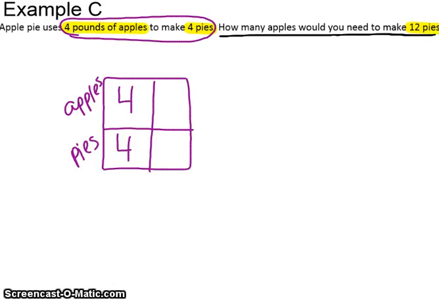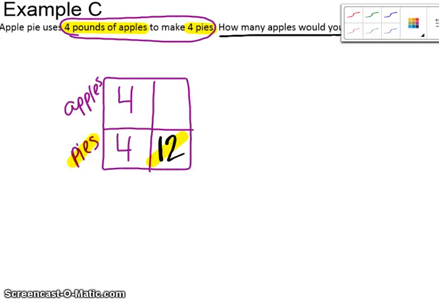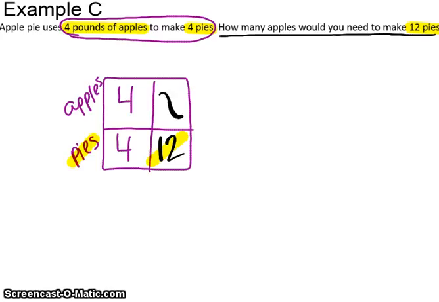It says, how many apples would you need to make 12 pies? Well, it's talking about pies, so I know that it needs to go where my pies label is, so it needs to go right here. So let's go ahead and write that there. I know that I have 12 pies. So all I have to do now is put that X in there. So X goes in that missing spot there.